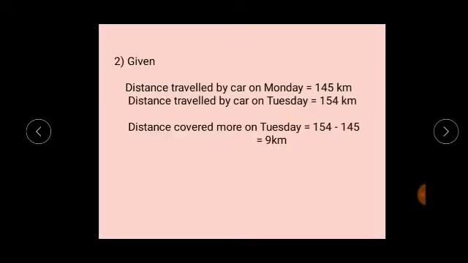Okay. And second question, a car traveled 145 kilometer on Monday and 154 kilometer on Tuesday. How much more distance did the car travel on Tuesday? Let's go. It's given distance traveled by car on Monday 145 kilometer and on Tuesday it's 154 kilometer. Then we have to find how much more traveled on Tuesday. So distance covered more on Tuesday is 154 minus 145, it's 9 kilometer.